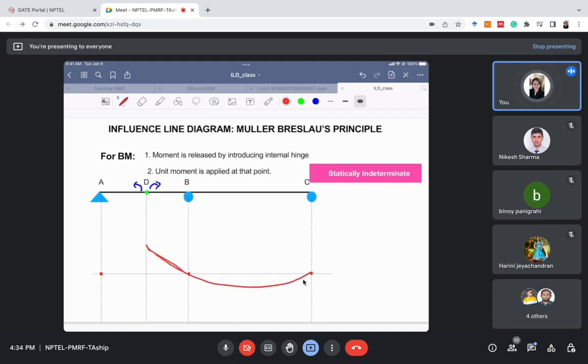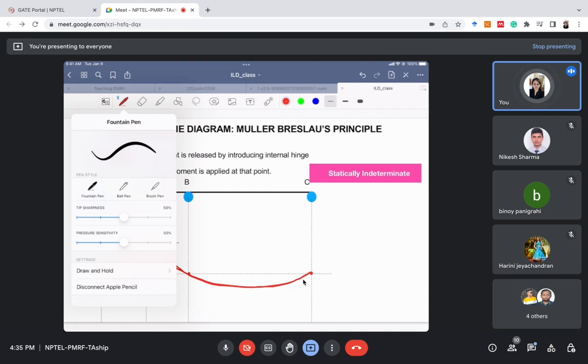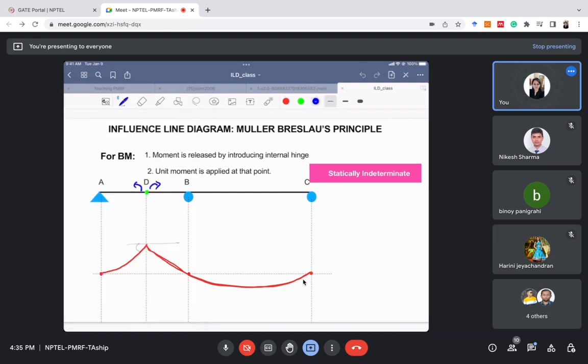Please pardon my drawing, but it will be like this. Okay, and for AD, if we rotate it like this, the shape will be like this. I hope you can imagine these things. So we have rotated it like this and like this. Let's call it theta 1 and theta 2. And this is the ILD for bending moment at point D, the shape of ILD.